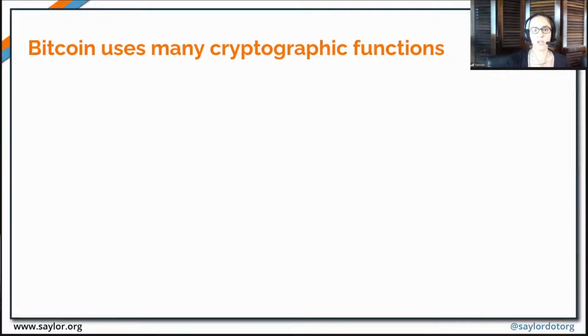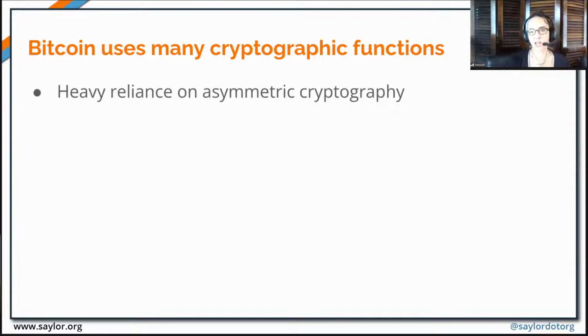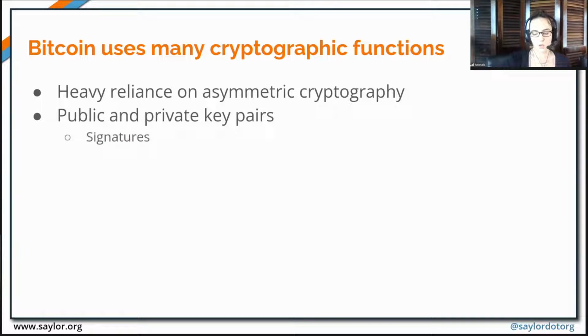All right, so Bitcoin uses many cryptographic functions, right? There's a heavy reliance on asymmetric cryptography. So we'll cover that briefly, talk about public and private key pairs. It's also what we'll use in our exercise today. So Bitcoin uses this for signatures, right, to sign data, specifically, the locking and unlocking scripts that you need to transfer funds on the Bitcoin blockchain. We won't get too much into scripting today. That's Unit 7.